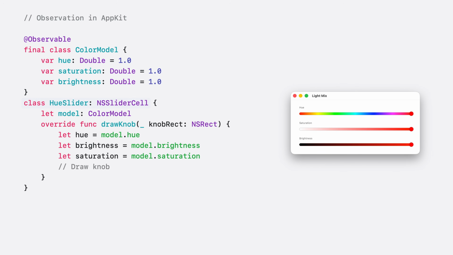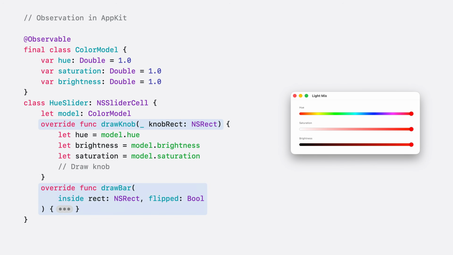The sliders are implemented as subclasses of NSSliderCell and customize the appearance by overriding certain draw methods like drawKnob. I only need to access the properties of my new color model inside the drawKnob method. AppKit tracks each access and redraws whenever any accessed properties change. No need for manually setting needsDisplay to true anymore. This works for any draw method that is called as part of NSView draw, like the drawKnob or this drawBar method from NSSliderCell.